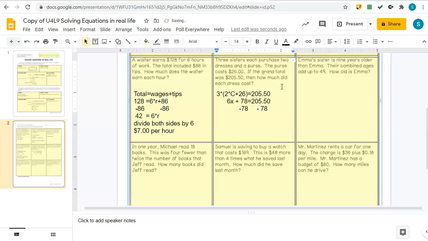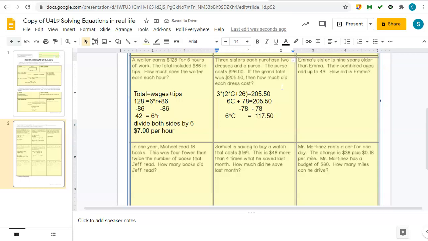So that's going to give us 6x, or 6 times x, or why did I switch from x to c? C stands for cost, which makes more sense to me. So 6 times c has to equal whatever 205.50 minus 78 is. So it's going to be .50, and then 7, so we had to regroup, and that's 18 minus 7 should be 11.